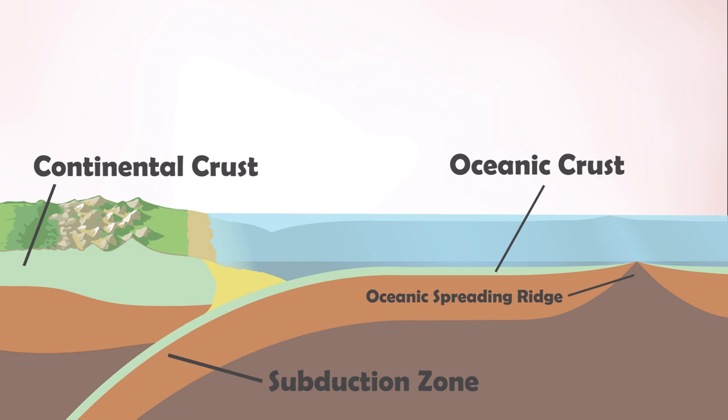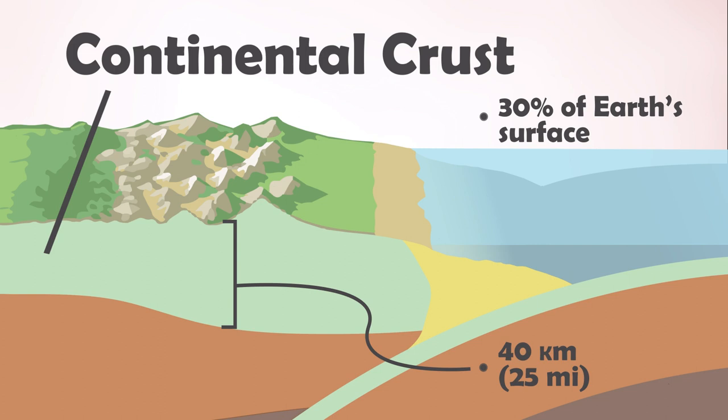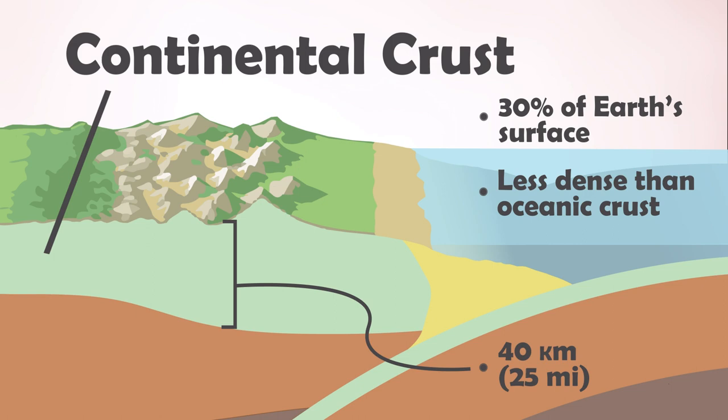Continental crust makes up around 30% of the Earth's surface, and is about 40 kilometers thick, or about 25 miles. Because of their low density, continents are more buoyant than oceanic crust, which means that they don't get recycled back into the mantle at subduction zones.